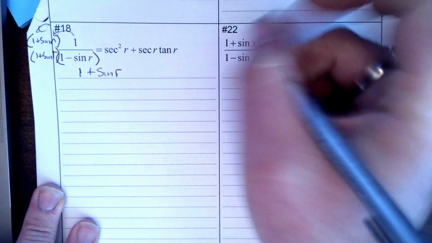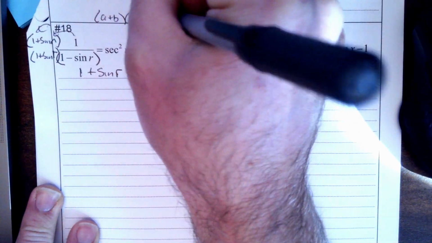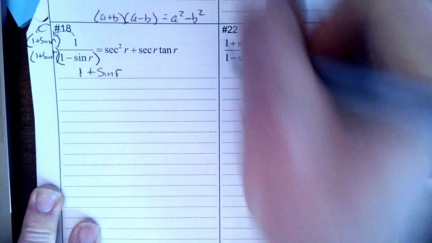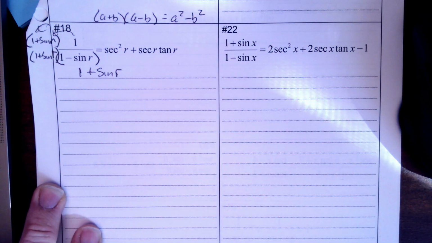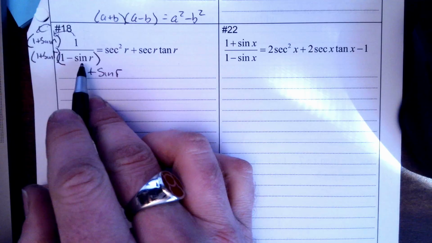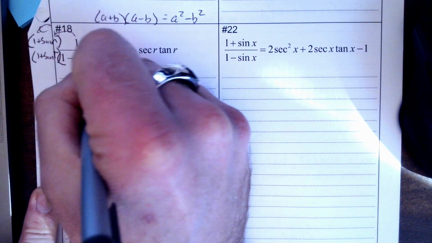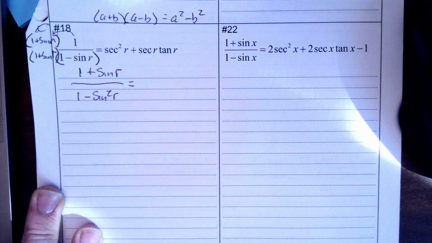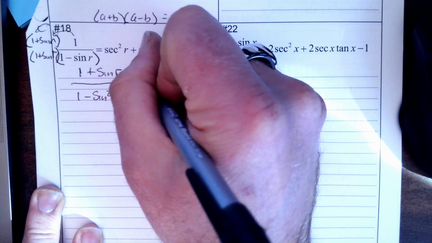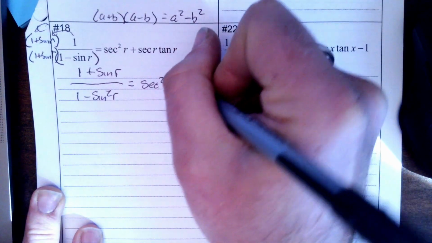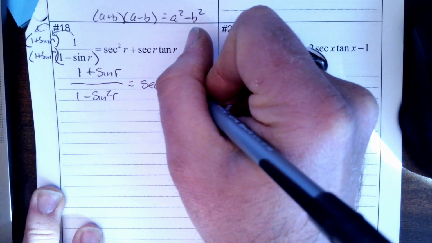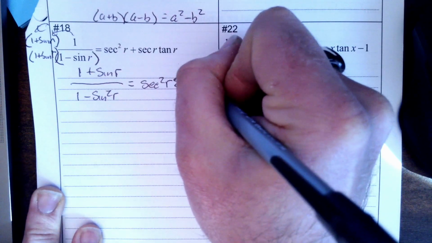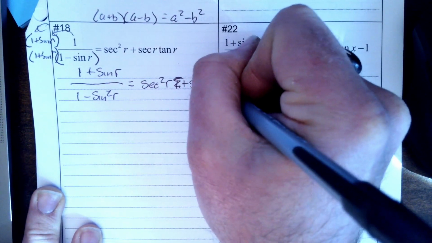And remember, we are using the rule that a plus b times a minus b can always equal a squared minus b squared. We can factor or we can multiply pretty quickly that way. And again, our a is 1 and our b is sine. So we have this over 1 minus the sine squared of r, which again is one of our trig identities. We know that that is going to become a cosine. And all of this will equal the secant squared of r times the tangent, plus the secant of r times the tangent of r.